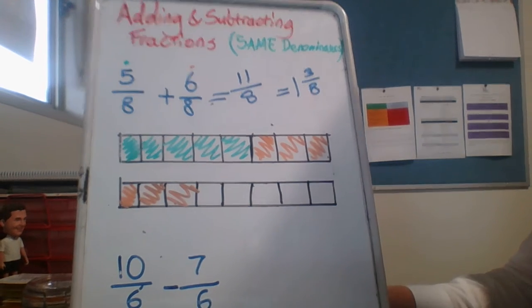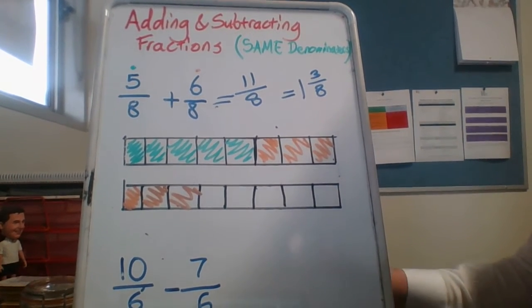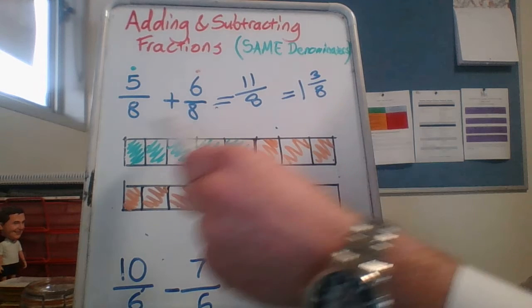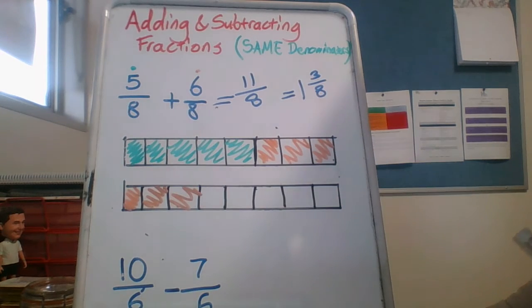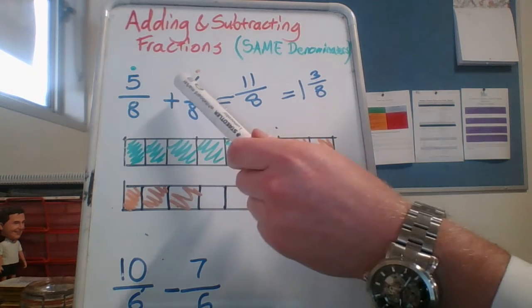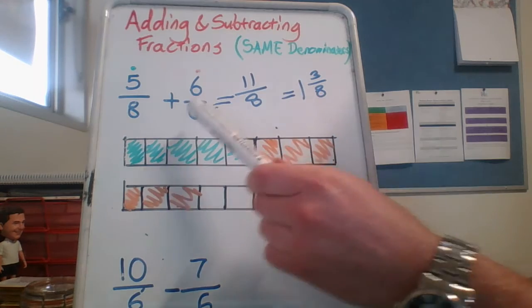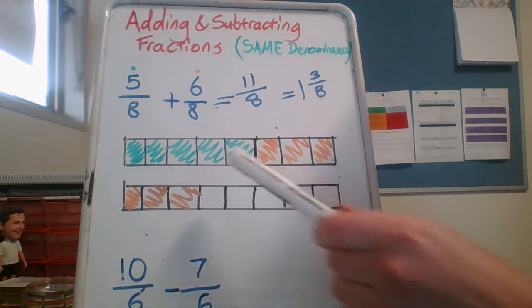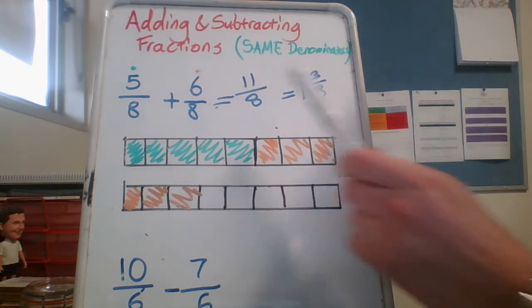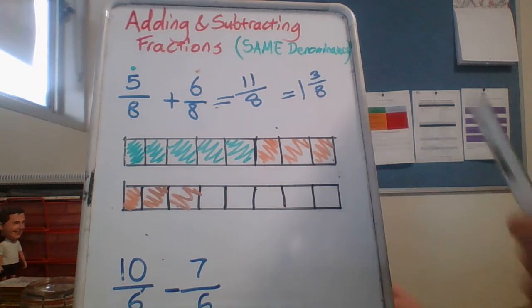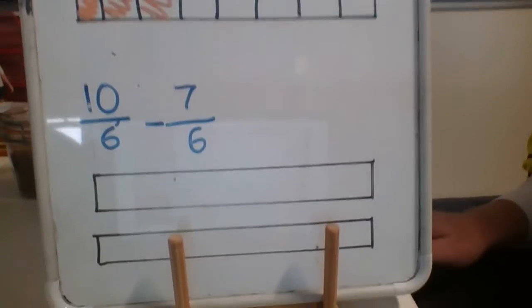Okay, let's have a look. So just to recap, actually, before we do that, you could show this using models to add on, but what you might notice is that all that's changed is the numerators. A denominator does not change because we're still counting how many eighths there are. We have 11 eighths, which would be the same as 1 whole and 3 eighths. Let's have a look down here.